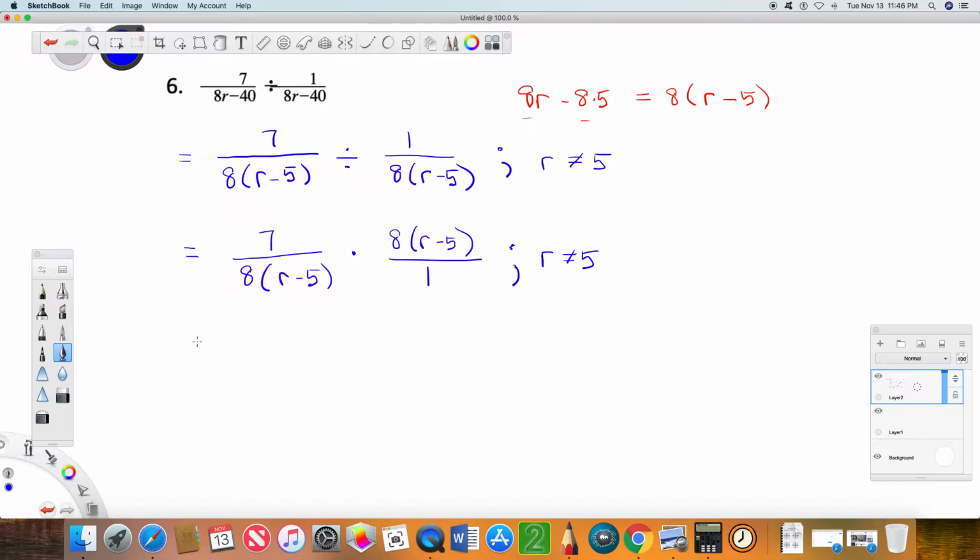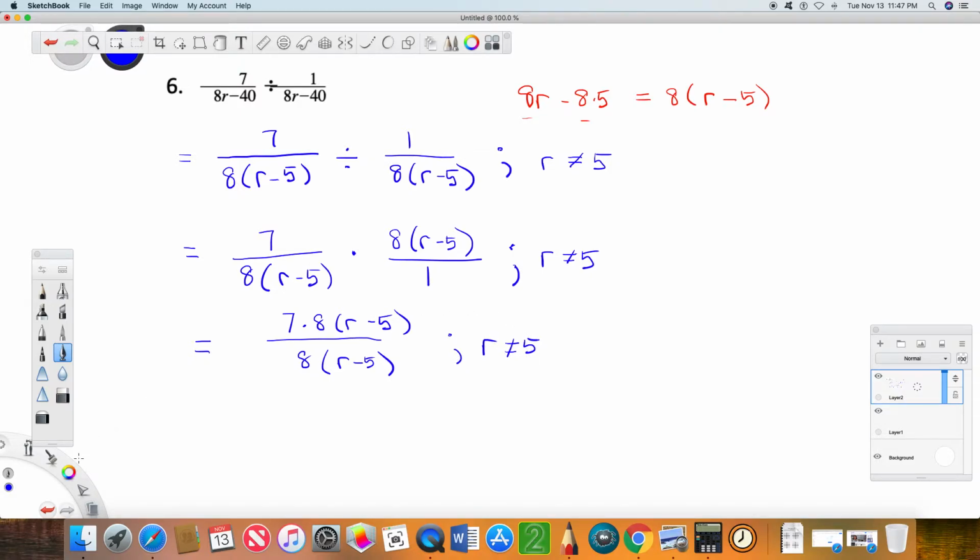Now, I've got two fractions, and I can write it as a single fraction. If I just multiply the two numerators together, and if I multiply the two denominators together. And it's very easy to multiply by 1, right? And don't forget our restriction.